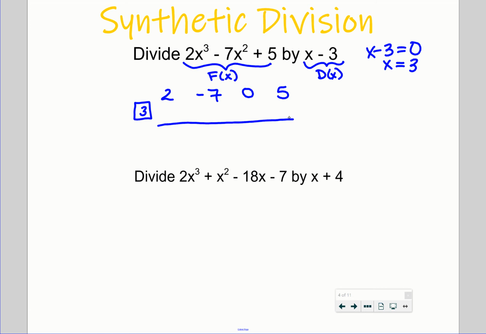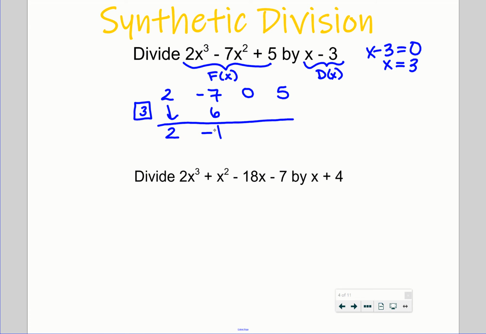Okay, to complete synthetic division, we're going to bring down our first number always, and it stays the same. Then we're going to multiply what's on the bottom times the number in the box. So 3 times 2 gives me 6, and we're going to fill out one column at a time. To complete the column, we're going to add down the column. So negative 7 plus 6 gives me negative 1. And then we repeat the process.